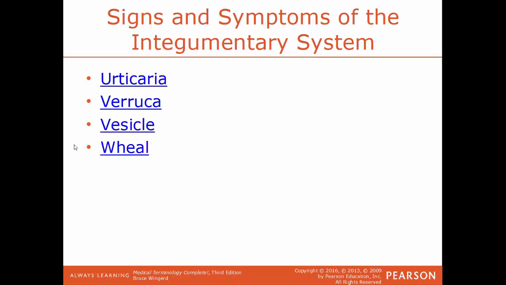Vesicle and wheal, two we've already talked about in this video already. A vesicle is another term for a blister, a small fluid-filled area. And when they get really big, they're then called a bulla. But it's just another term for a blister.